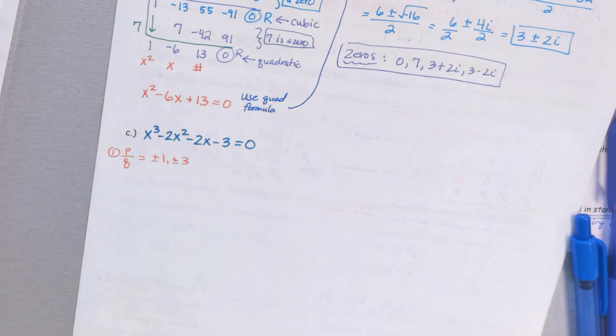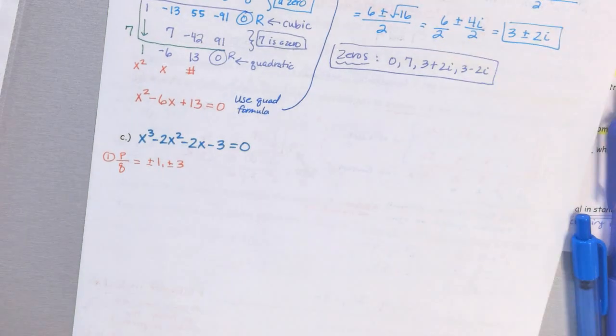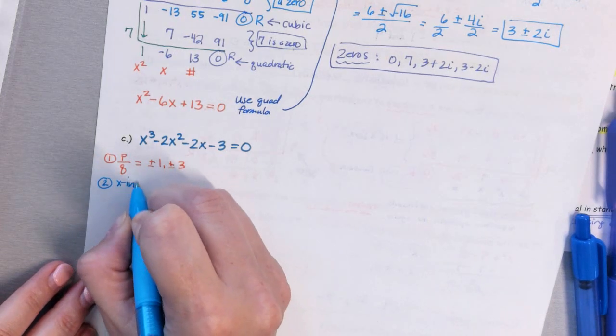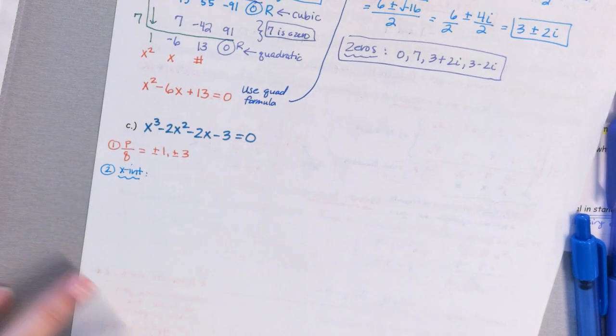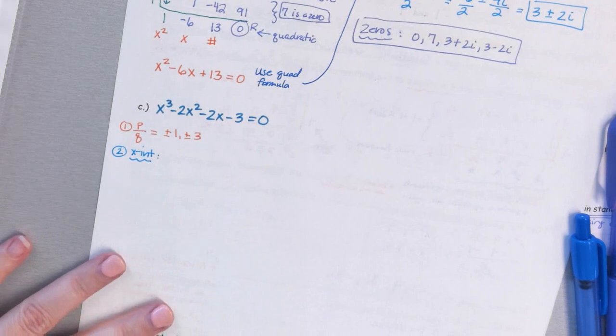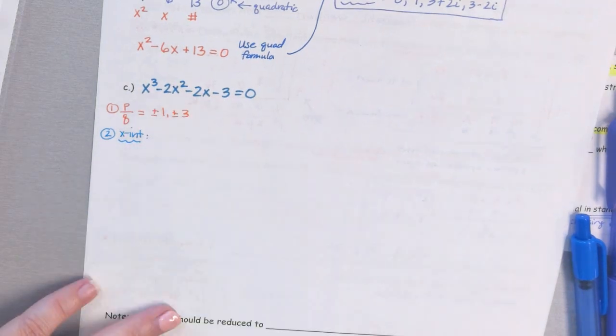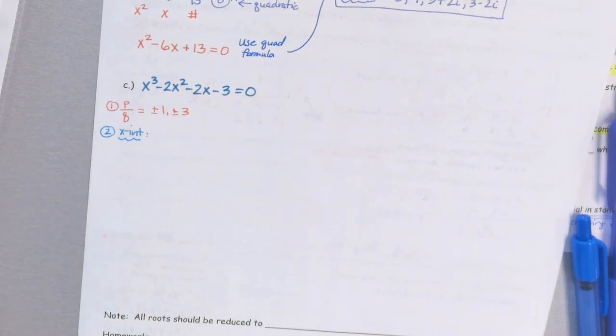How does this help you when you go to step 2? How does this help you when you're looking at the graph? What are our potential x-intercepts? 1 or negative 1, 3 or negative 3. So then when you're looking at the graph, you're specifically seeking out that value. It has to be one of these 4. Okay? All right, so graph it.